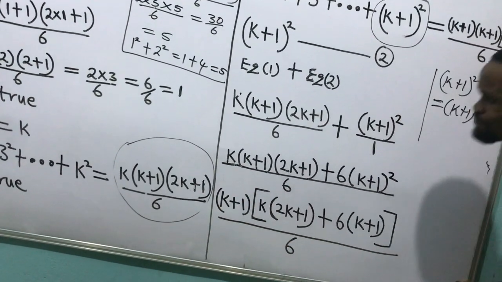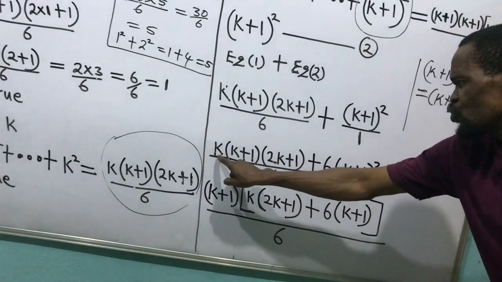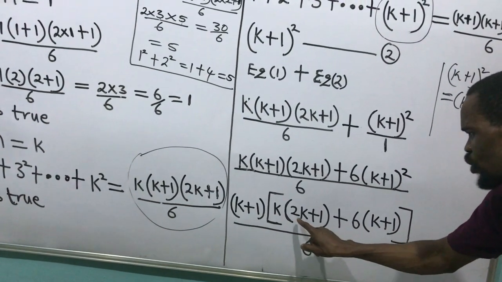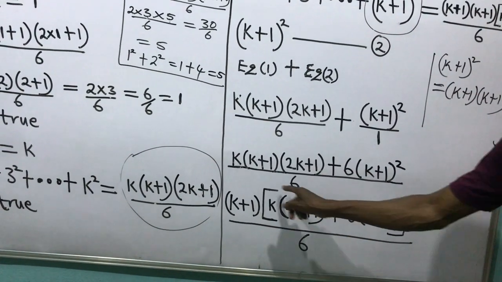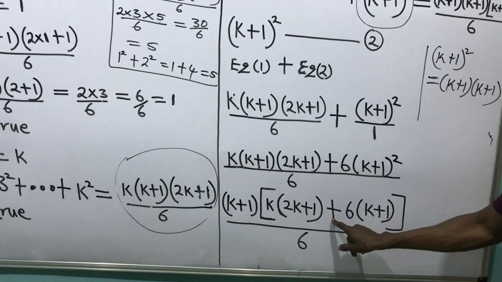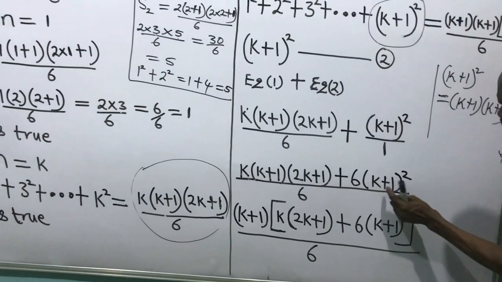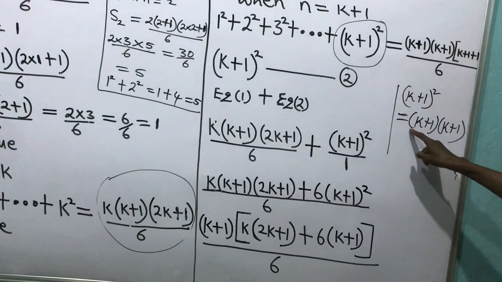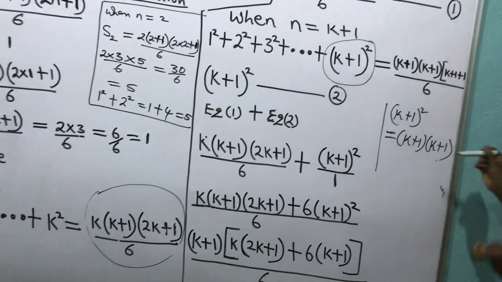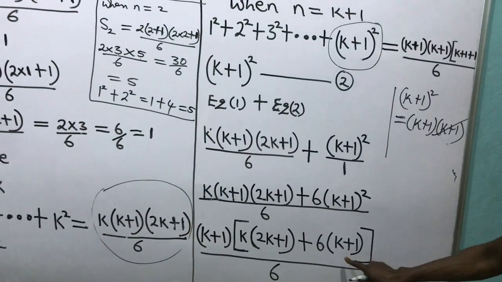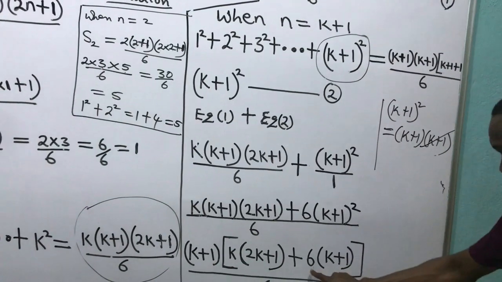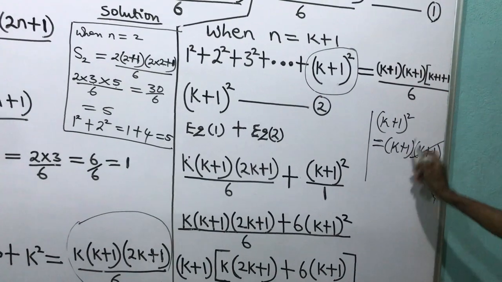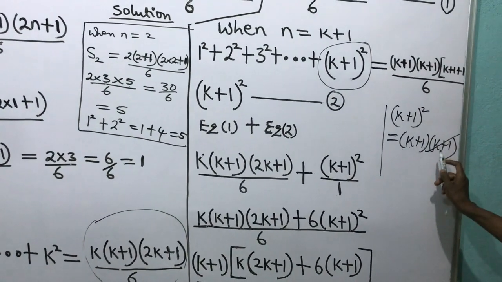I close the bracket. When this left here, what will remain here is k into 2k plus 1. I close the big bracket. Plus, look at my plus. And when k plus 1 leaves this place, what remains is 6, since the k plus 1 squared is just k plus 1 times k plus 1, and one of them has gone. Are you getting what I'm saying? This k plus 1 raised to power 2 is the same thing as k plus 1 into k plus 1.